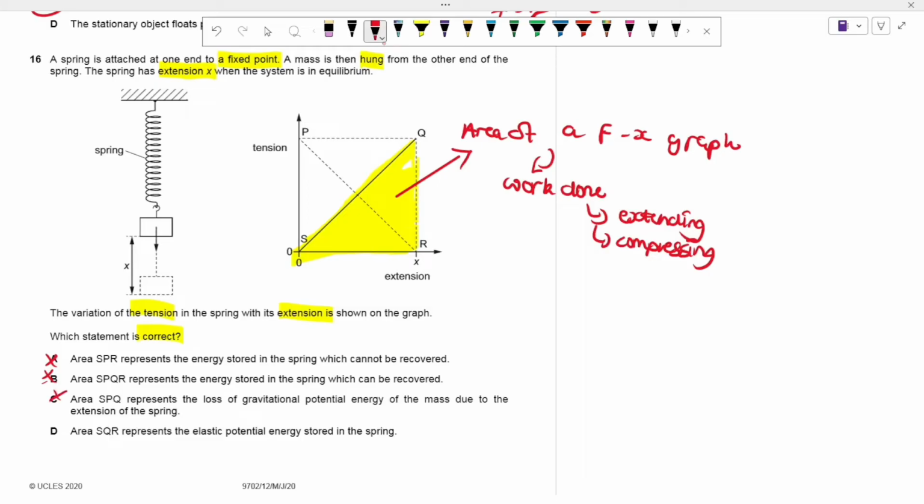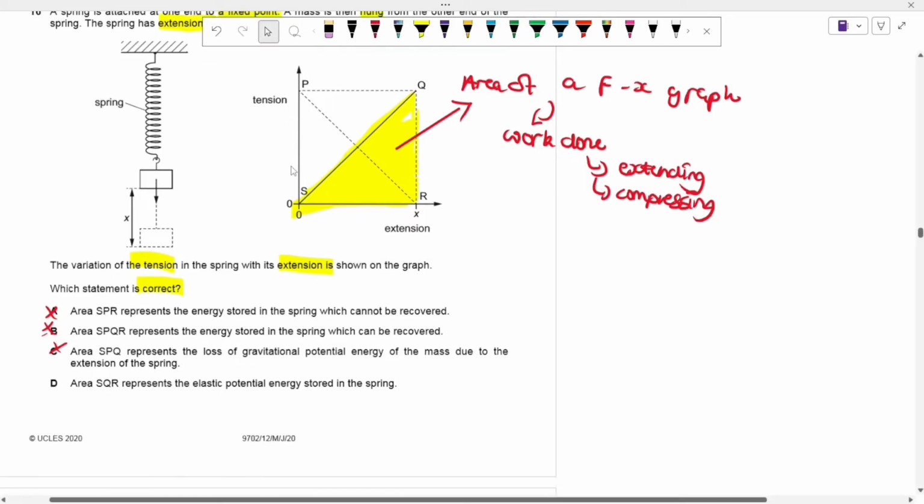If you look at D, the area SQR, now we're talking. This area SQR is the one that we actually shaded, and it does represent the elastic potential energy that we had stored in the spring, because we're doing work on the spring. So it's going to store some of that energy that we are doing work with.